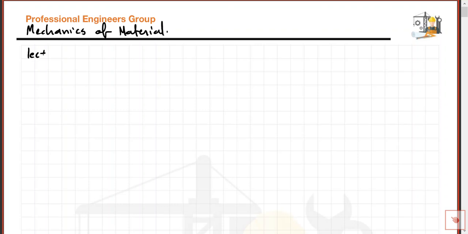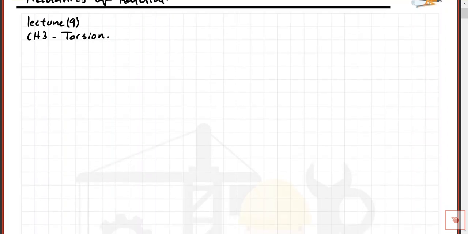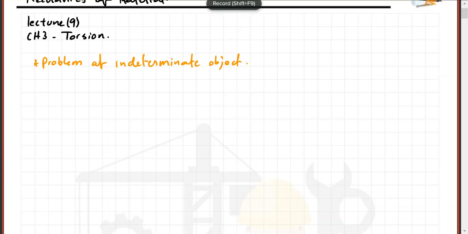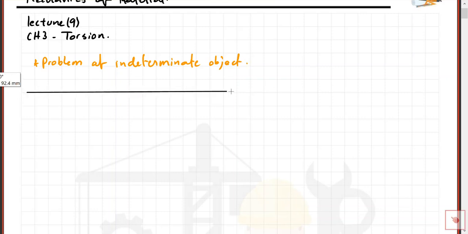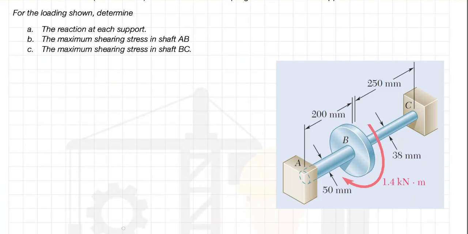This is lecture number 9. We will continue in chapter 3, Torsion. We will try to finish the chapter, God willing. We have one final topic left, which is problems of indeterminate objects. Okay, so before we start with this subject, we will solve a problem.